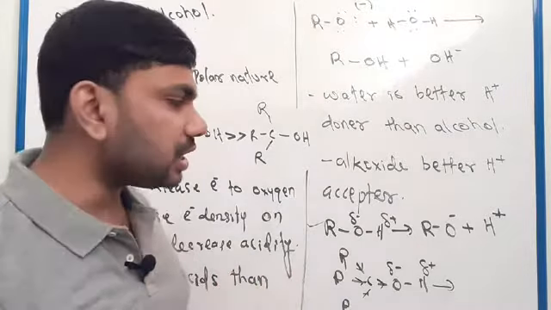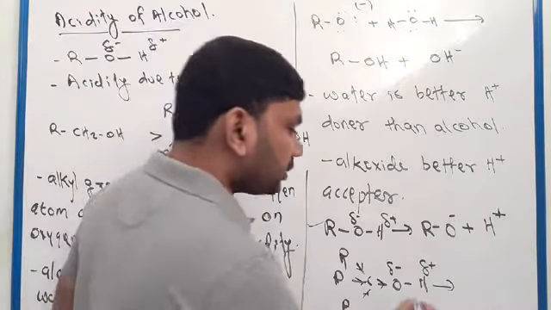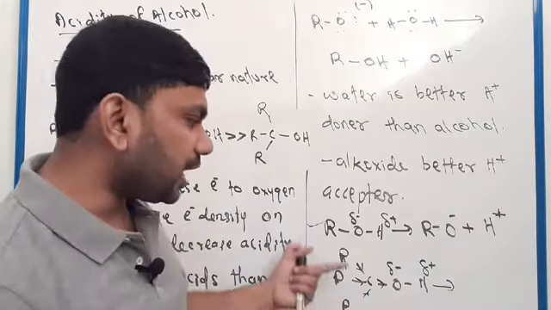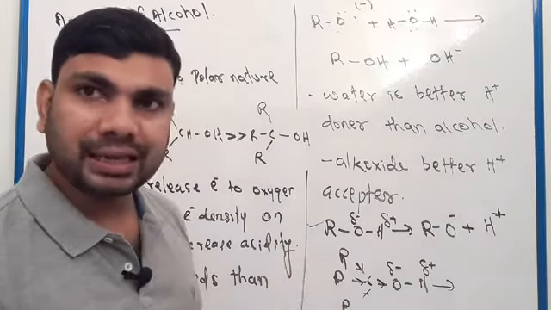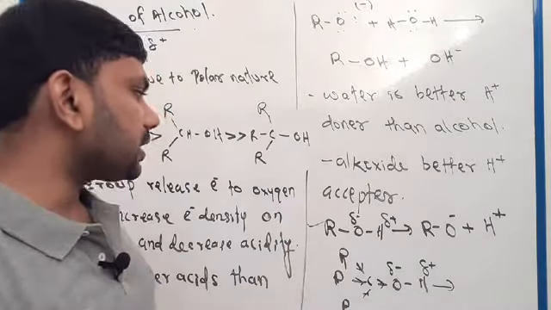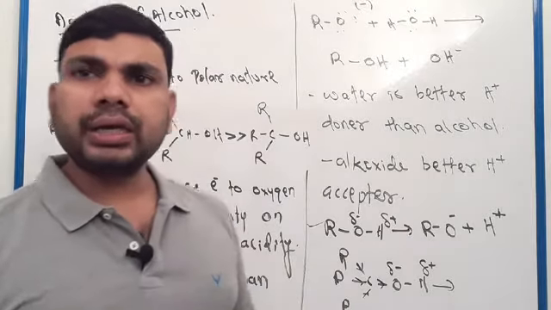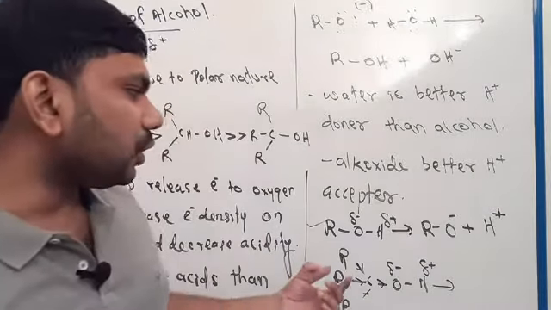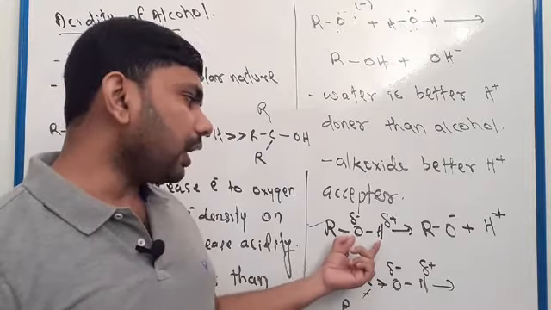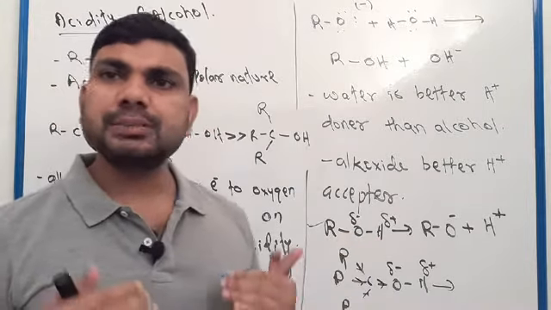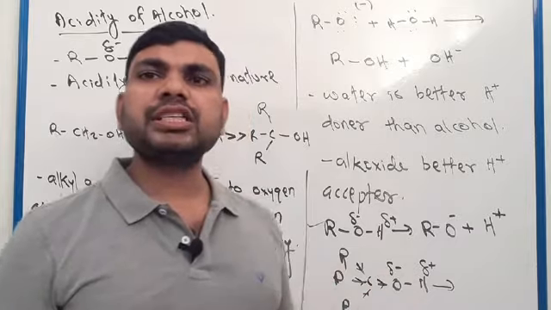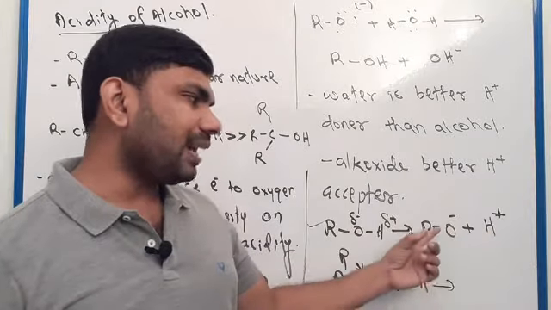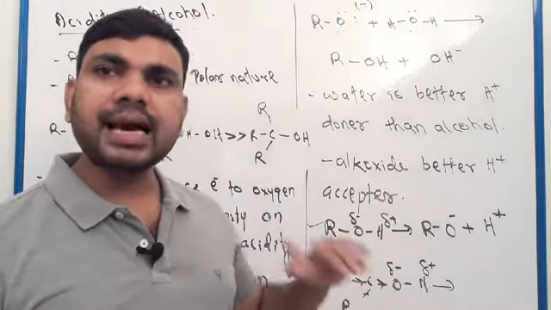Bond strength increases. That's why this alcohol shows less tendency to lose H+ ion, and the acidity of tertiary alcohol will decrease. Here I will repeat once again. We are talking about the acidity of alcohol. Acidity of alcohol is mainly due to the polar nature of the OH bond. Oxygen is partially negative and hydrogen is partially positive. Alcohol donates H+ ion and forms alkoxide, and they behave as acid.